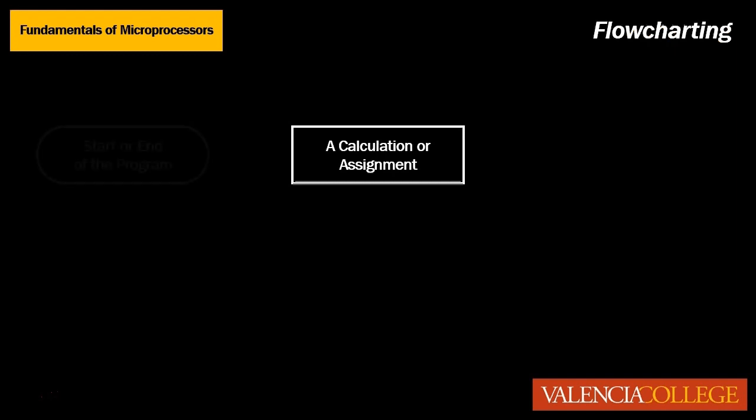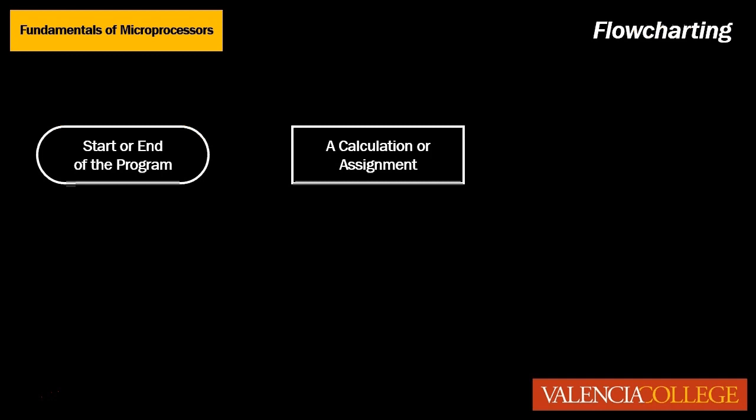To mark the start or end of our programs, we will use a rectangle with rounded corners. The decision is depicted with a diamond, since it has 3 points for the decisions yes, no, true, false, less than, equal, or greater than, etc.